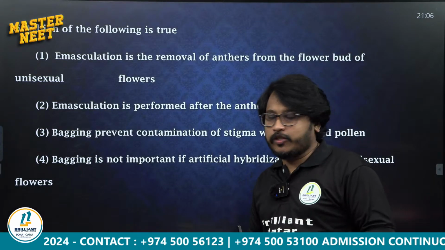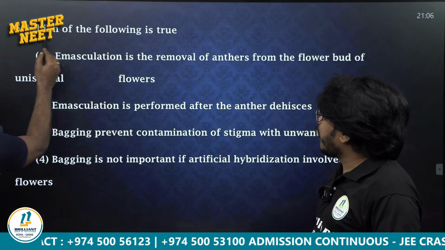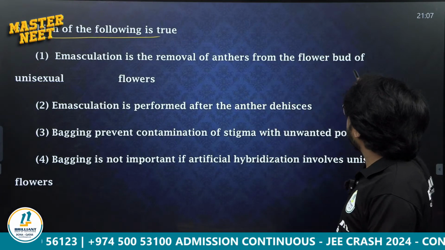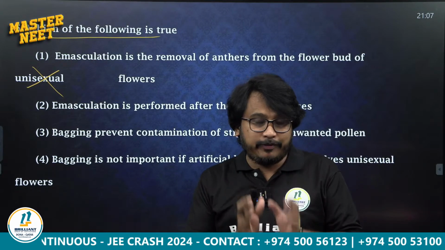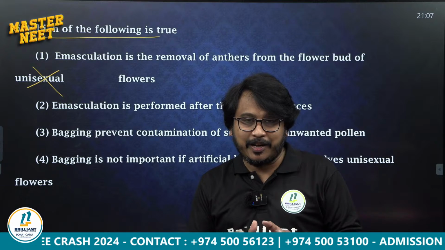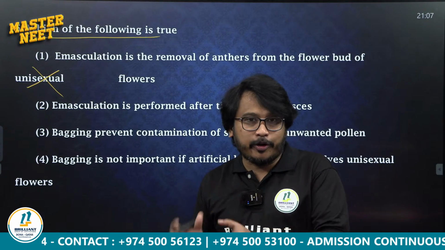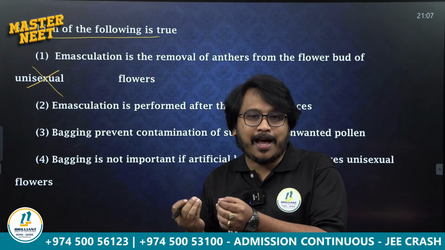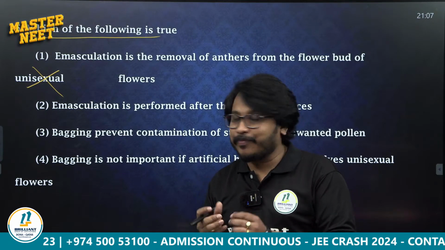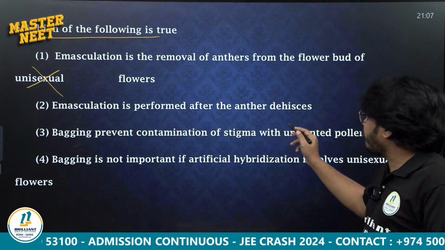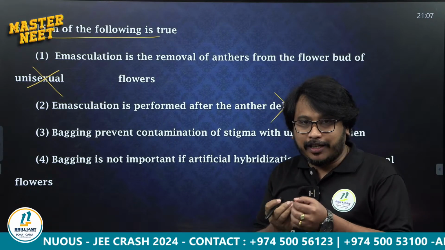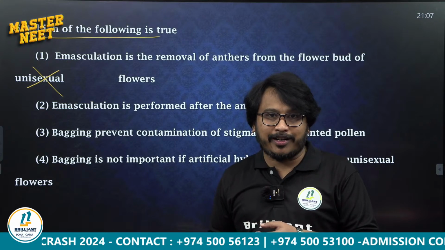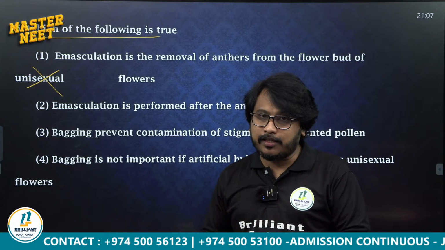Now coming to the next question. Which of the following is true? Emasculation is the removal of anthers from the flower bud of a unisexual flower. That is incorrect. We perform emasculation for a bisexual flower, which we consider as the female parent. We will not perform emasculation for a unisexual flower; we don't have to remove anthers in the bud stage of a female flower. Now the second statement, it is performed after anther dehiscence. That is also wrong. We have to perform it before dehiscence of the anther and release of pollen grains, otherwise they will get dusted on the stigma.